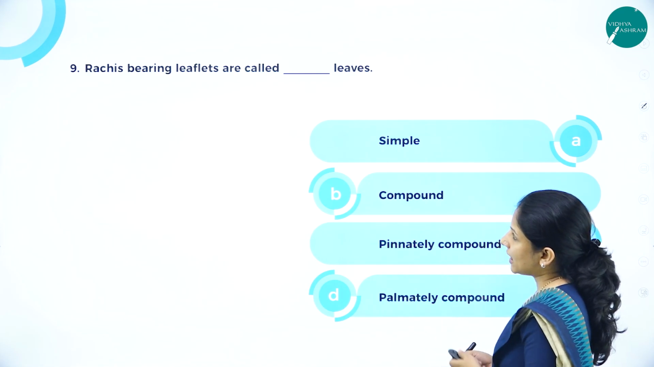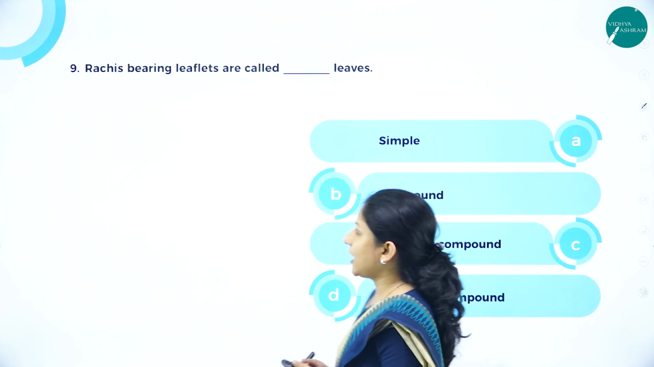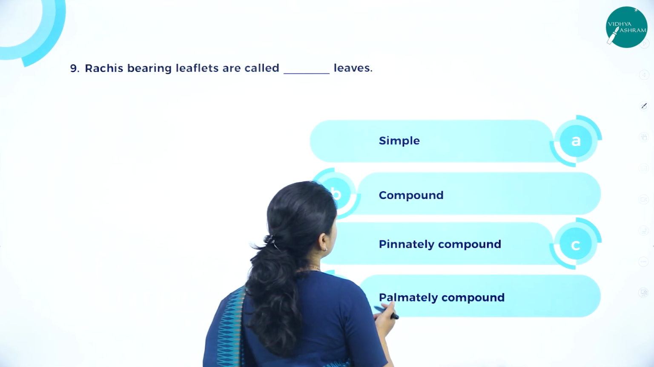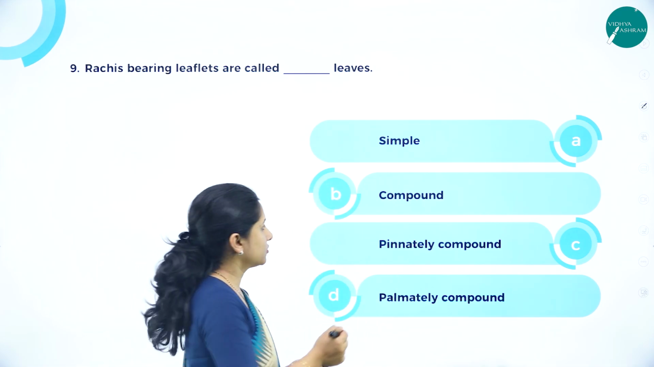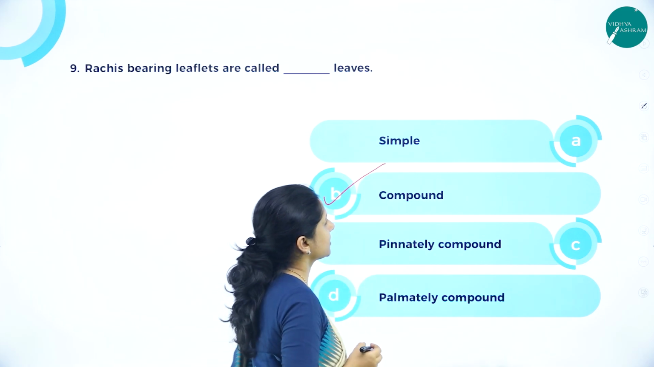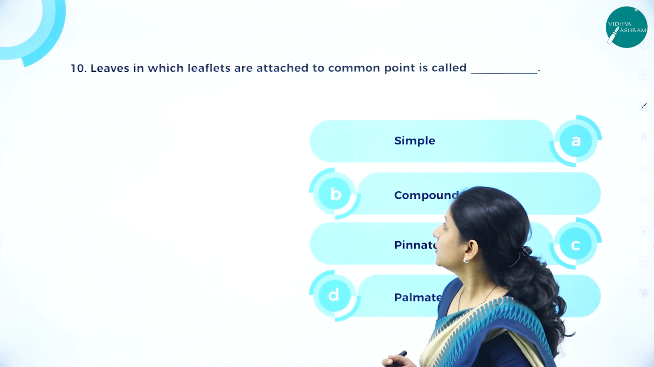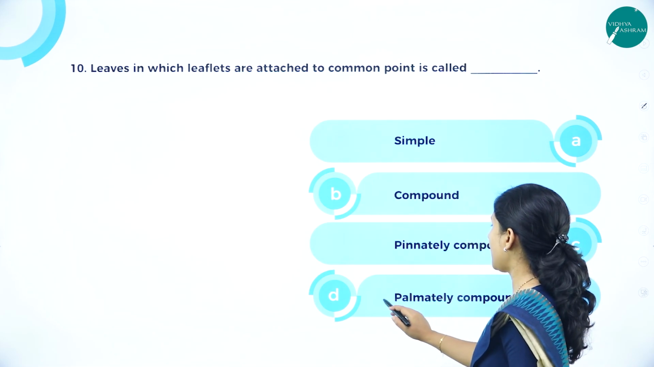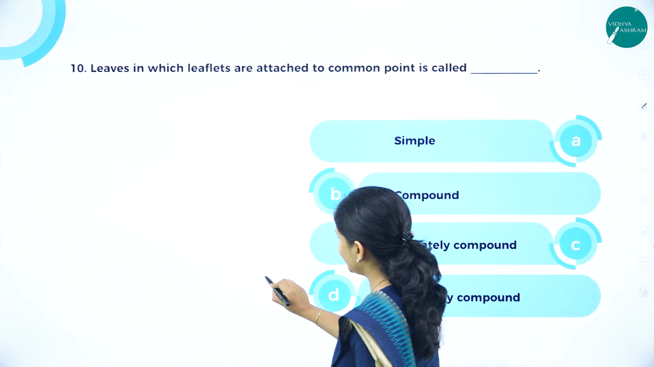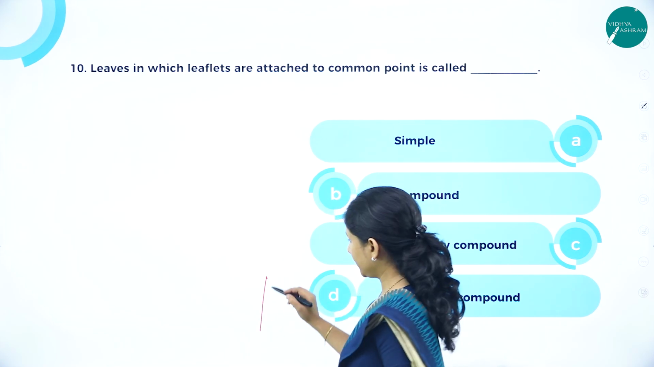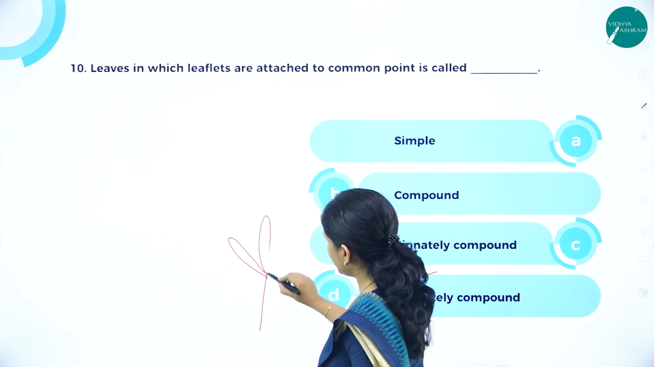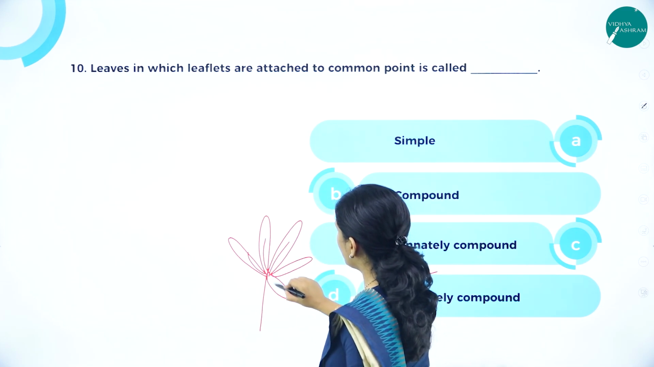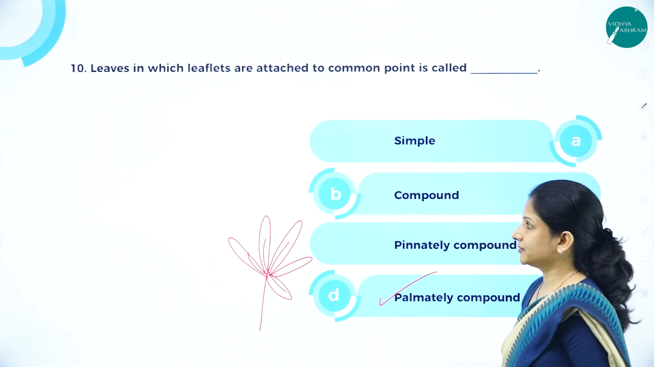Next question. Rachis bearing leaflets are called dash leaves. So, which leaves have rachis? It is the compound leaves that have rachis. So, the right option here we have to select is the compound leaf. Leaves in which leaflets are attached to a common point are called palmately compound, because I told you there will be a common point in the petiole from which the leaflets will be attached like this. So, therefore, it is palmately compound leaves. That is the right answer.